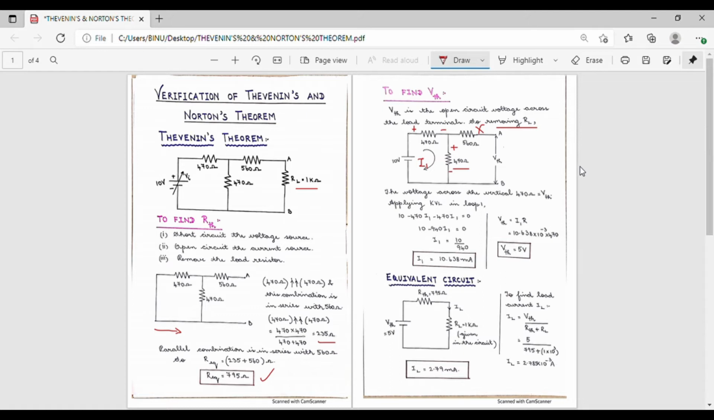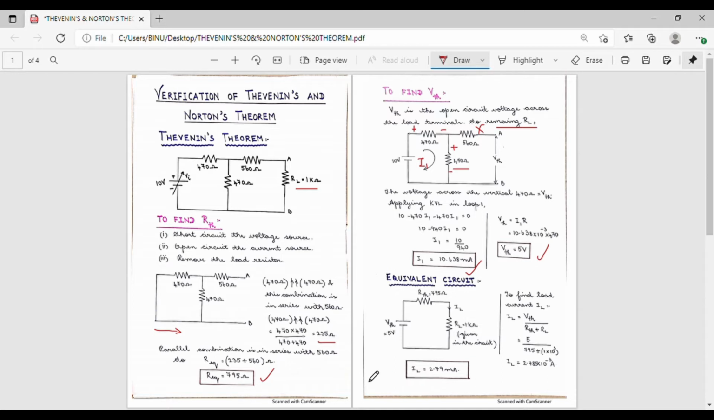Now moving on to the second resistor, the current entering direction is assumed to be the positive of the resistor and the leaving direction is assumed to be the negative sign of the resistor. Since the current is flowing towards the negative side, the value of voltage drop across this 470 ohm resistor is equal to minus 470 into I1. Applying KVL in loop 1, we get the equation as 10 minus 470 I1 minus 470 I1 is equal to 0. Solving this equation, we obtain the value of I1 as 10.638 milliamps.